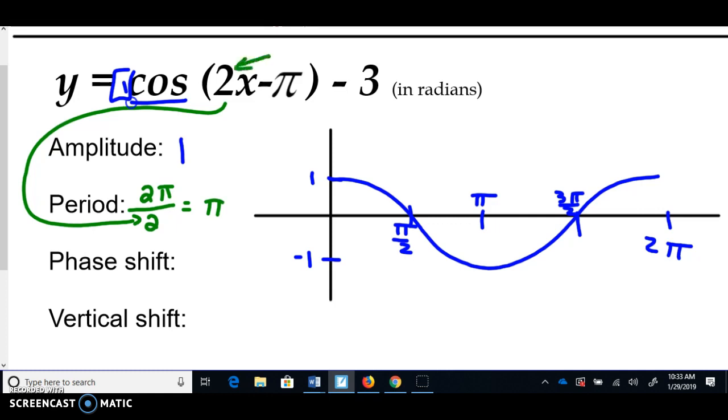Also, that 2 is a horizontal shrink, which just means divide your x's by 2. So take all these important x's that are represented by these 5 points, and take their x's and divide them by 2. So 0 divided by 2, 0. Pi over 2, which is 90, divided by 2, 45, which is pi over 4.